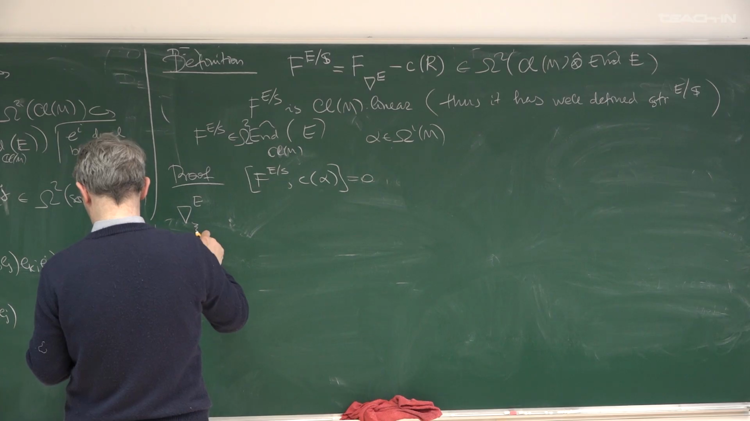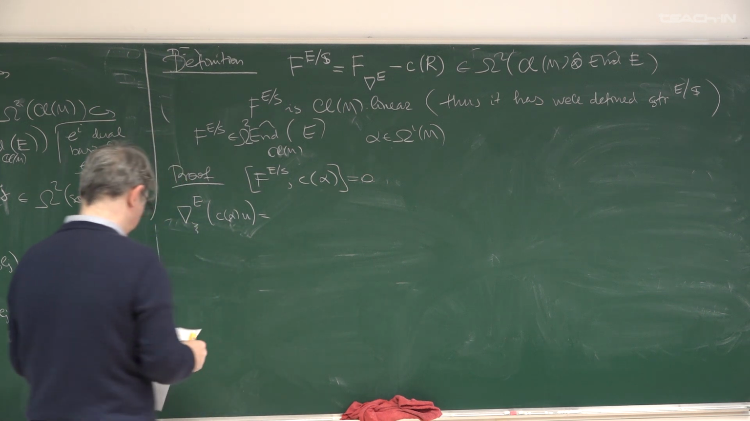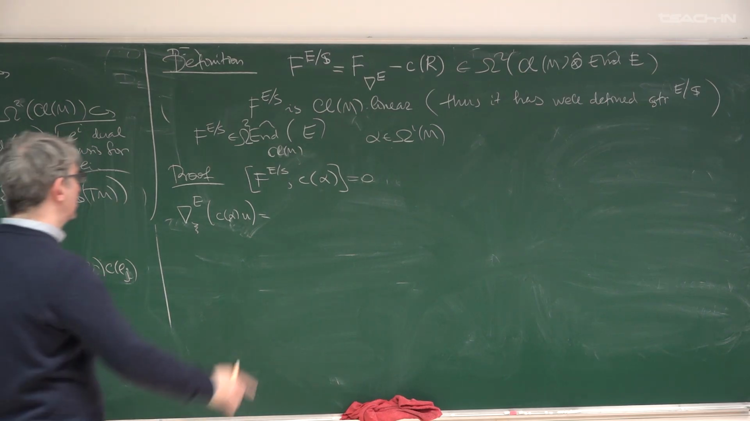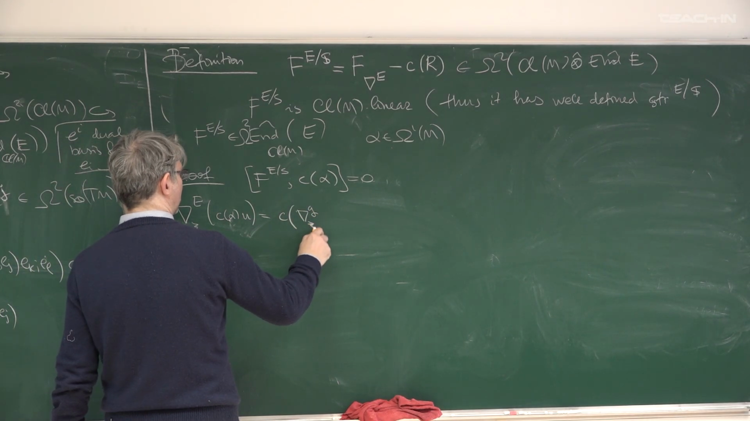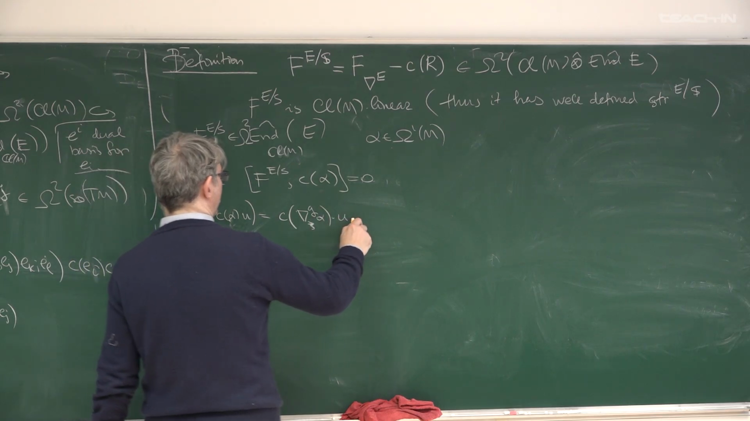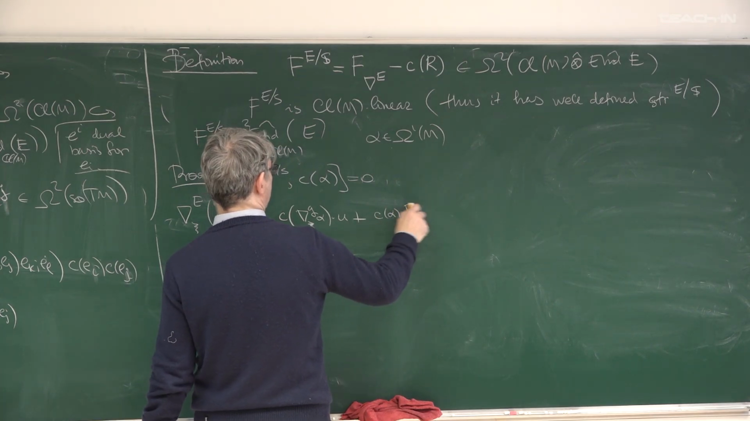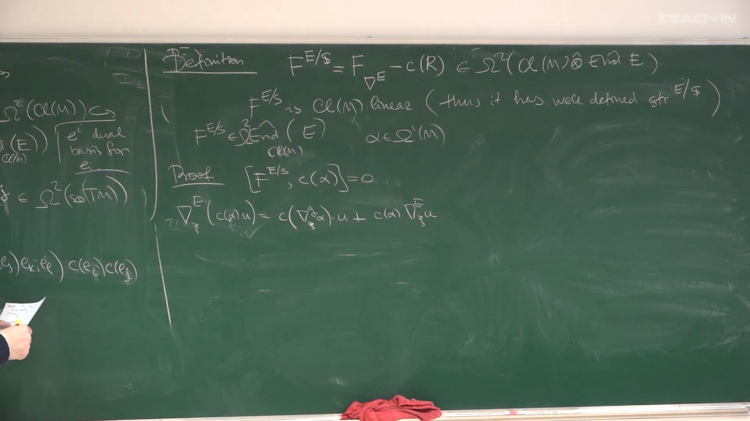Nabla E of xi of C alpha of U is equal. Tell me please, what is it? How to calculate it? By our formula, by the formula from the definition of Dirac bundle. So we need to take C of nabla G along xi of alpha, then apply U, and plus what? C alpha applied to the covariant derivative along xi of U. So this is one.